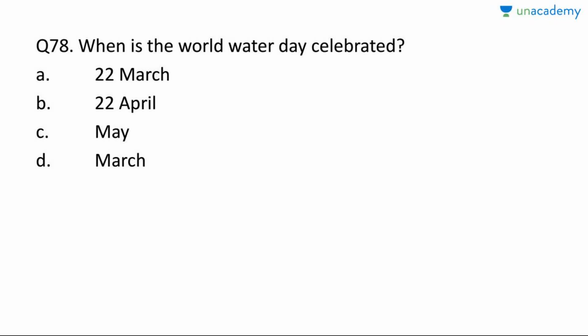Question number 78. When is the World Water Day celebrated? World Water Day is celebrated on 22nd March and Earth Day is celebrated on 22nd April. You should know these things because it is very commonly asked. So answer here is A, that is 22nd March. It is self-explanatory.